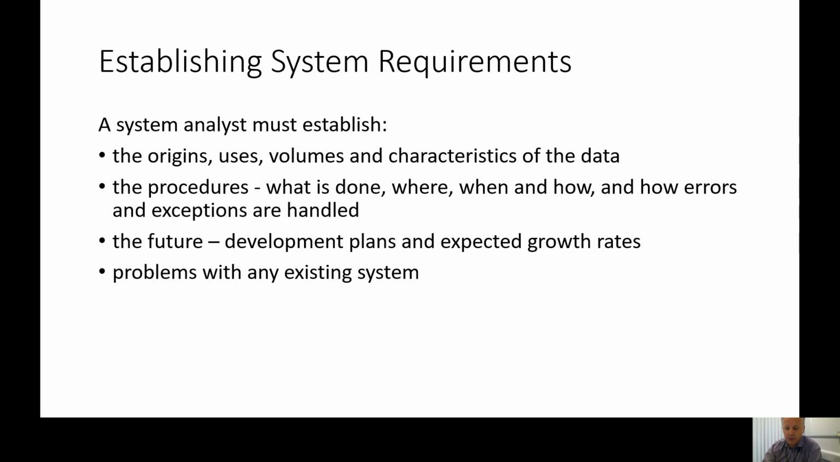Problems with the existing system. So you could do that by looking at the system yourself. You could do that by asking users of the existing system. So what problems are there with maybe user interfaces or output or how things are done. So find out problems with the existing system. And the idea with your new system is you're obviously going to try and get rid of those problems that exist.